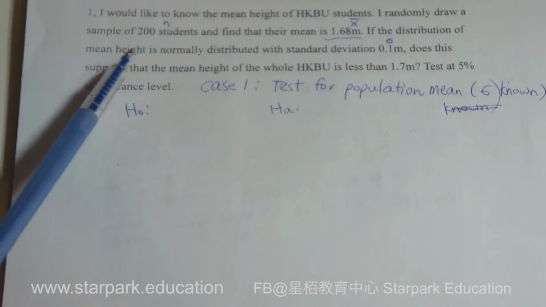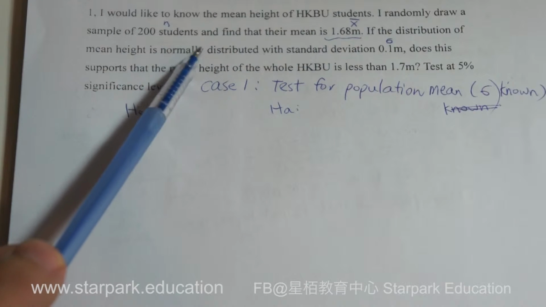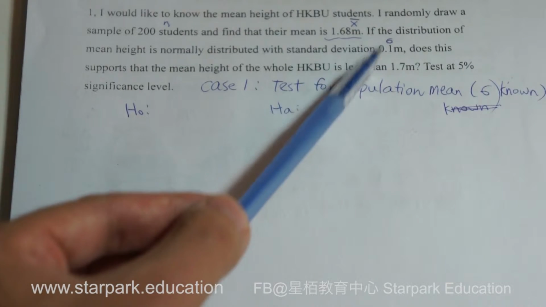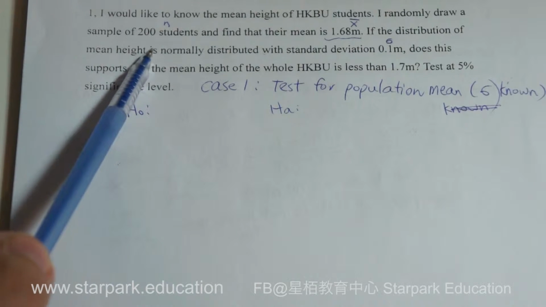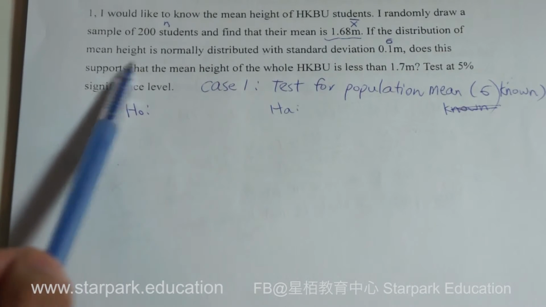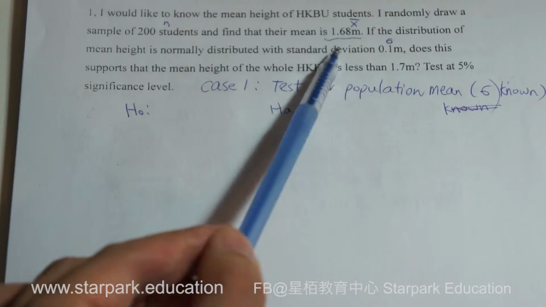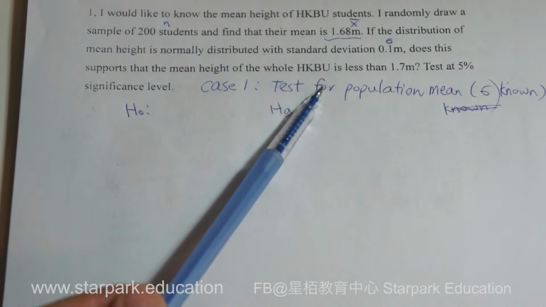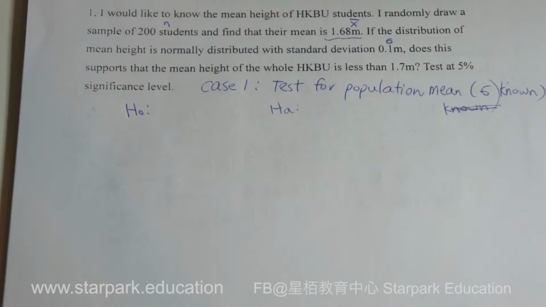If the distribution of the mean height, that means the population mean height, is normally distributed with SD 0.1 meters. Well, this is sigma, because when you look back at the whole sentence, the distribution of the mean height is normally distributed with the SD, standard deviation. The whole sentence means the population distribution of mean height has 0.1 meters for the standard deviation. So does this support that the mean height of the whole BU student population is less than 1.7 meters tall? So test at 5% significance level.